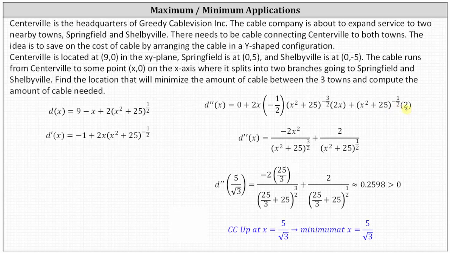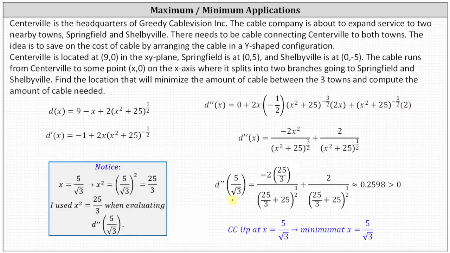Here I've already simplified the second derivative, and then next I evaluated the second derivative at 5 divided by square root of 3, and notice how it is positive, or greater than 0, which indicates d of x is concave up at the critical number, and if it's concave up, we know that we have a relative minimum, or a minimum, at x equals 5 divided by square root of 3. So now that we've verified d of x is minimized at x equals 5 divided by square root of 3, we now know the location that will minimize the amount of cable between the three towns.